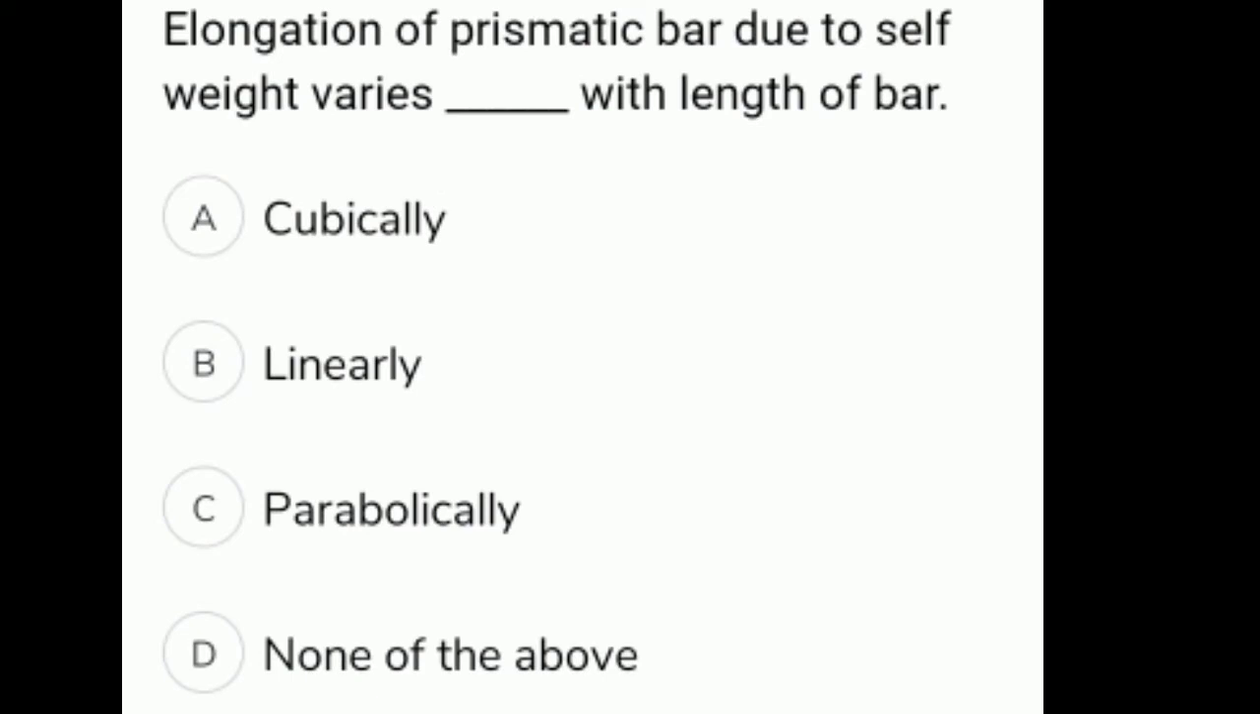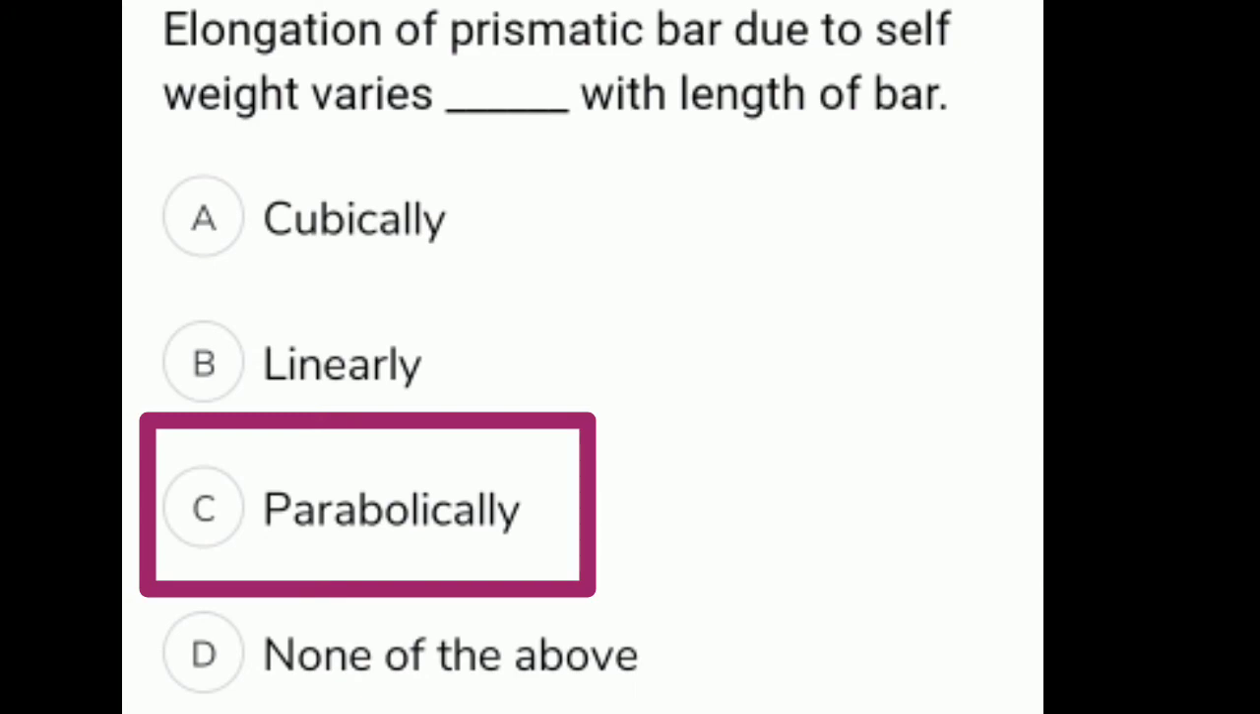Elongation of prismatic bar due to self weight varies dash with length of bar. The given options are A. Cubically, B. Linearly, C. Parabolically, D. None of the above. The given option C is correct one. Parabolically.